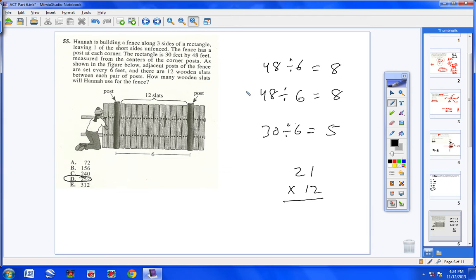To be honest, that's how I would have done it. I would have wanted a little picture real quick to glance at it, then I would have done it this way. But either way, here's what they're testing you on.